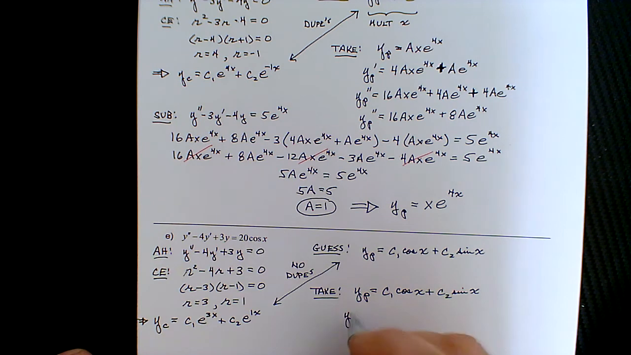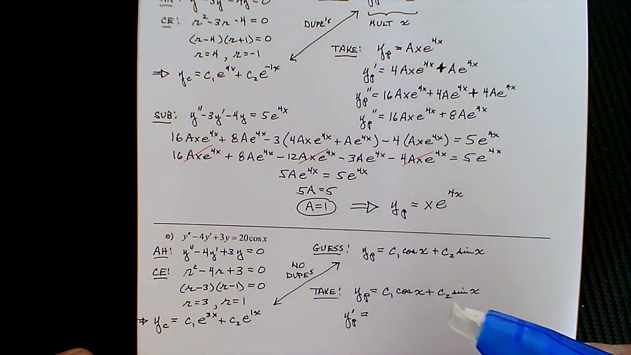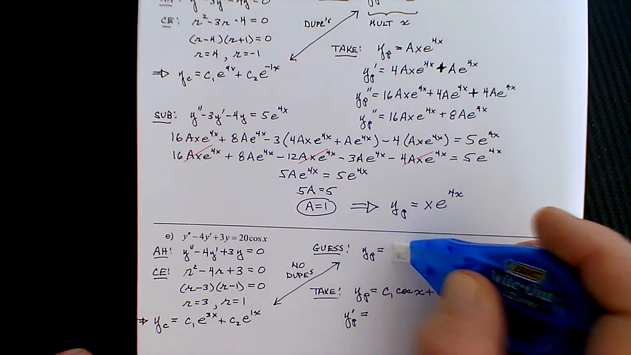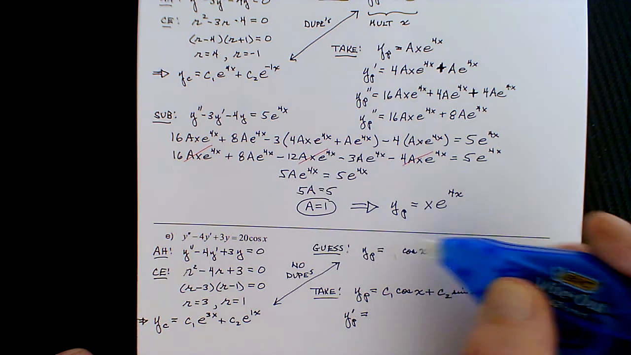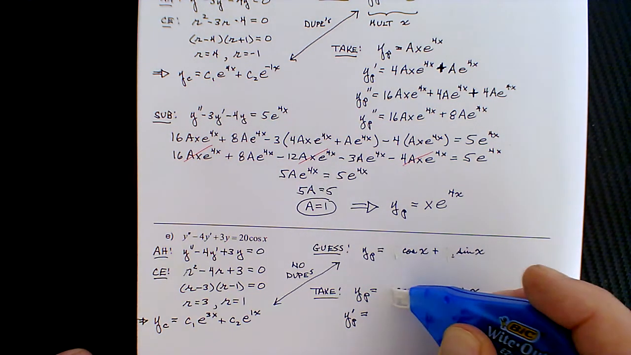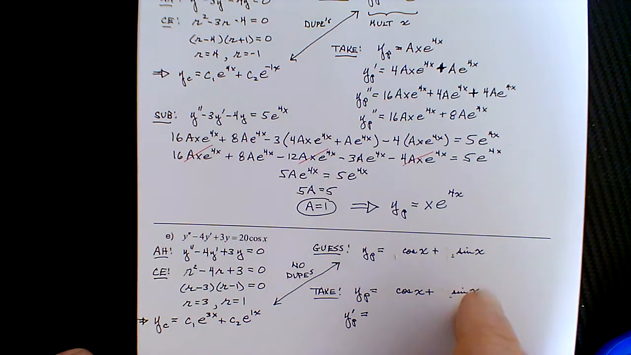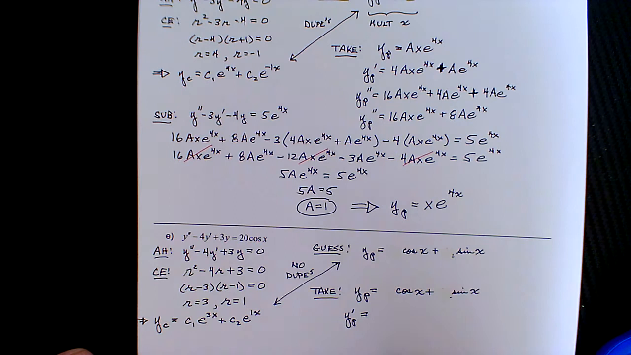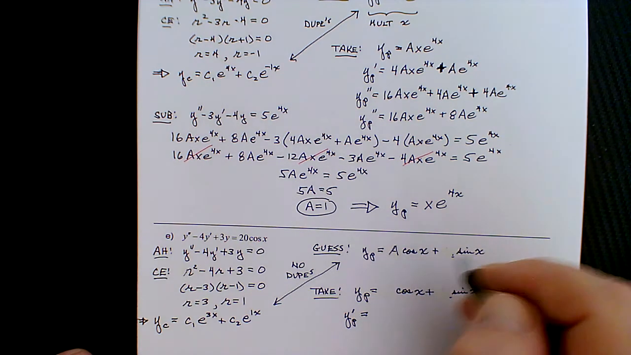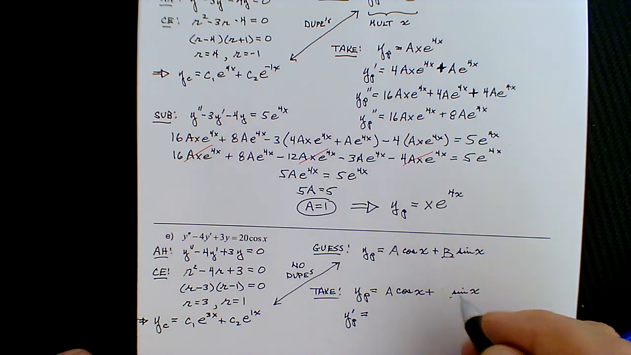Okay, and then again, we're going to need a couple derivatives, because the whole idea is now, instead of c1s and c2s, we want to use a's and b's. I apologize for that. So the c1s and the c2s, those are what we use for our complementary. And then for the particular, we use the uppercase a's and the uppercase b's and so on as needed.